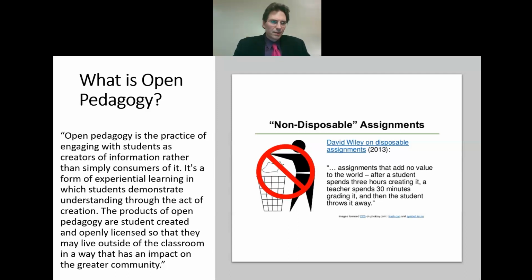for a few semesters, I have been using open pedagogy. So what is open pedagogy? Maybe some of you are not familiar with it. Open pedagogy is the practice of engaging with students as creators of information rather than simply consumers of it. It's a form of experiential learning in which students demonstrate understanding through the act of creation. The products of open pedagogy are student-created and under an open license so that they may live outside of the classroom in a way that has an impact on the greater community. This definition is used by some college and university libraries.